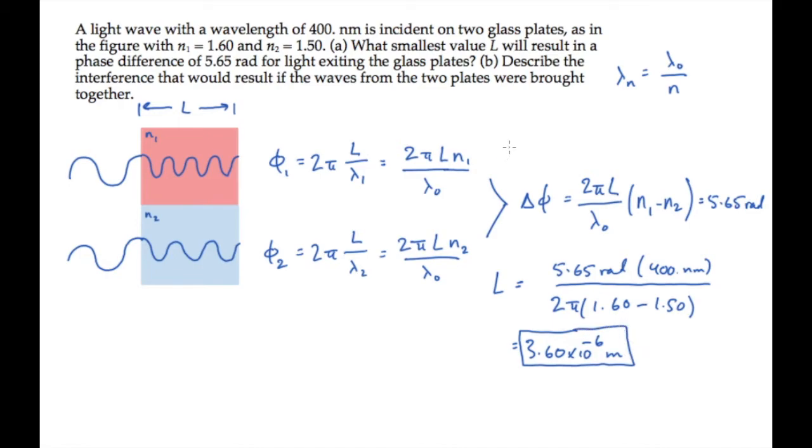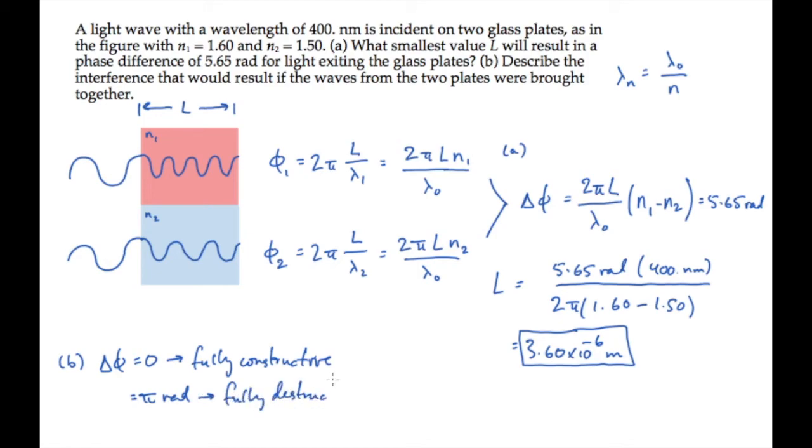Part B asks us to describe the interference if the two waves on the backside were brought back together. We know that when there is no phase difference, the waves would be fully constructive. When they are out of phase, with a difference of pi radians, they're fully destructive, and it's fully constructive again when delta phi is 2 pi.